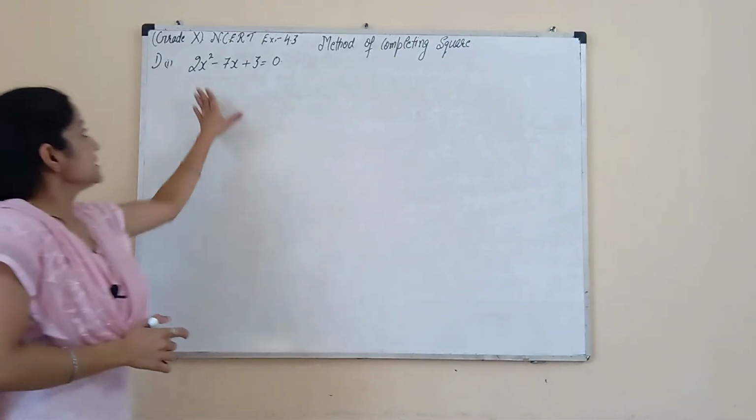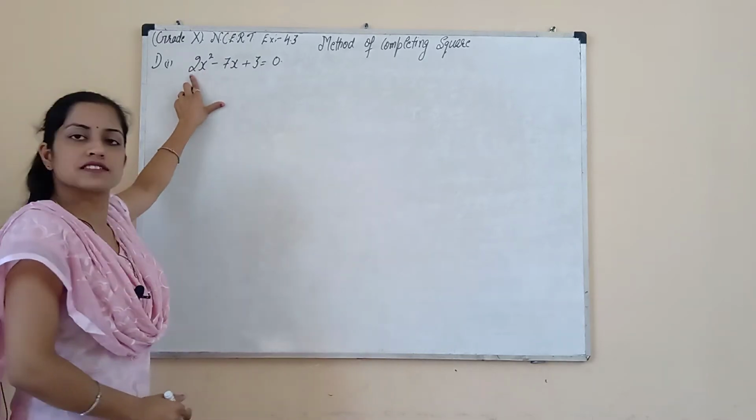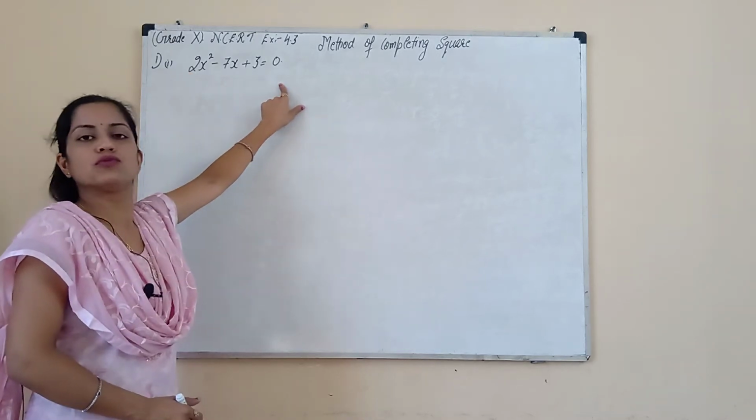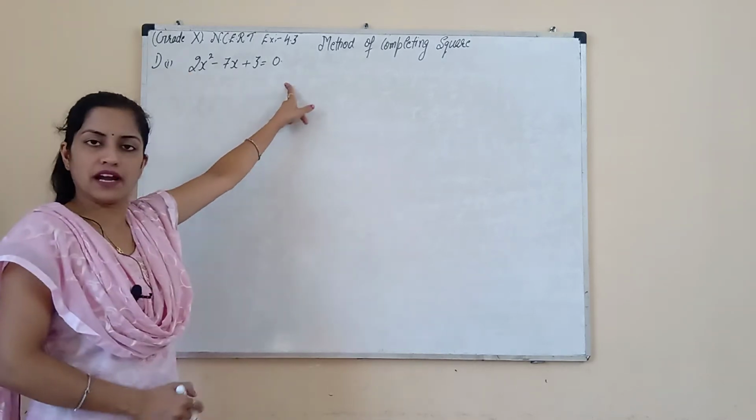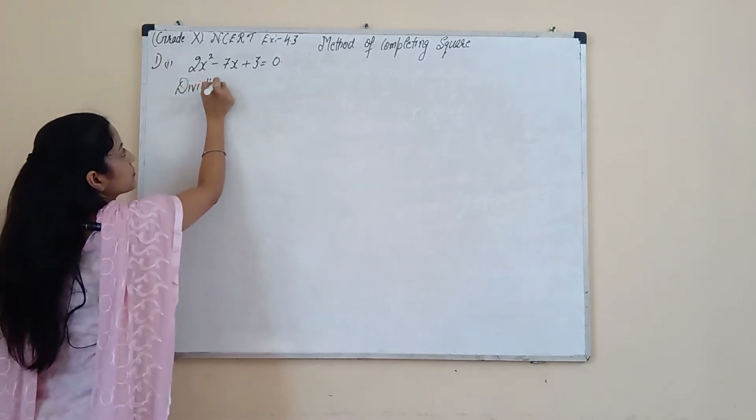First of all, check the coefficient of x square. In this equation, the coefficient of x square is 2. So that means we have to divide this whole equation by 2. So dividing it by 2.